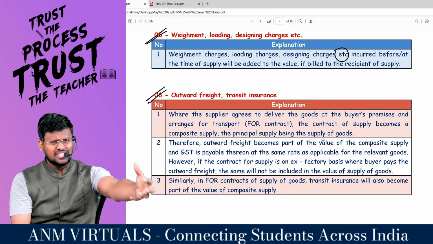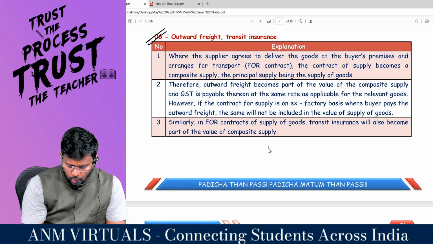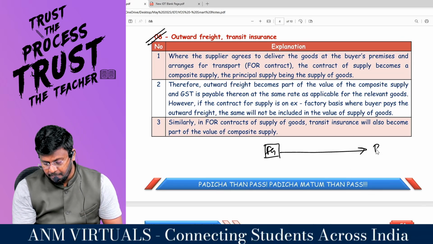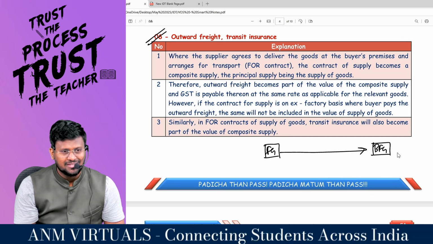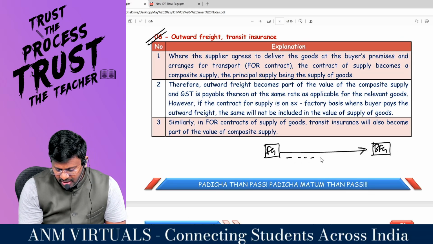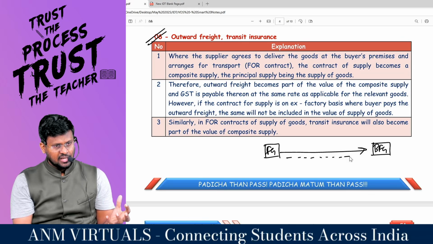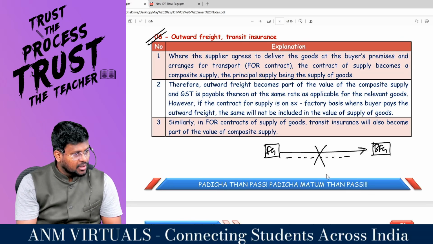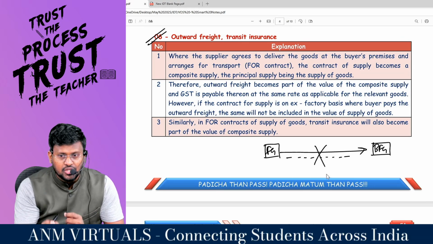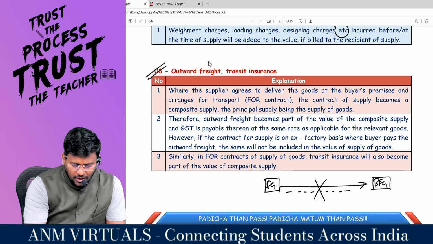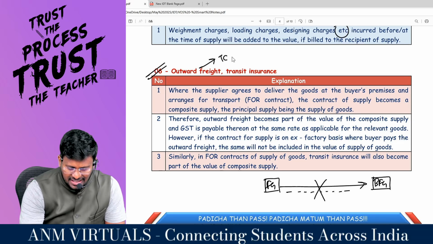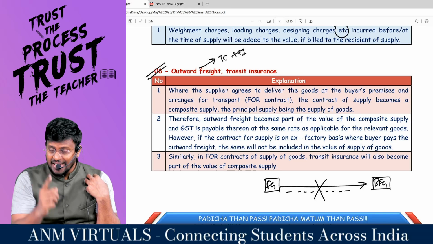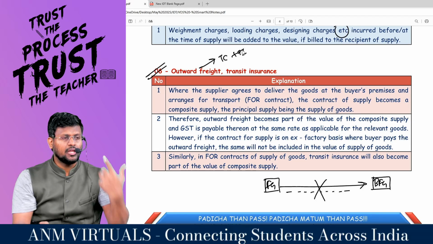Outward freight and transit insurance. Okay, fine. My goods are ready. Now the goods are at my factory gate. That is the supplier's factory gate. It has to reach the buyer's factory gate or buyer's premises. Right, sir? In order to transport from here to here, I have to incur certain expenses. And during this transport, sometimes the goods may become damaged. Are you all really with me? So I may incur insurance also. So any outward freight, which is transportation cost, plus the transit insurance, anything incurred by the supplier, and if that has been charged from the recipient, should be included in the value.